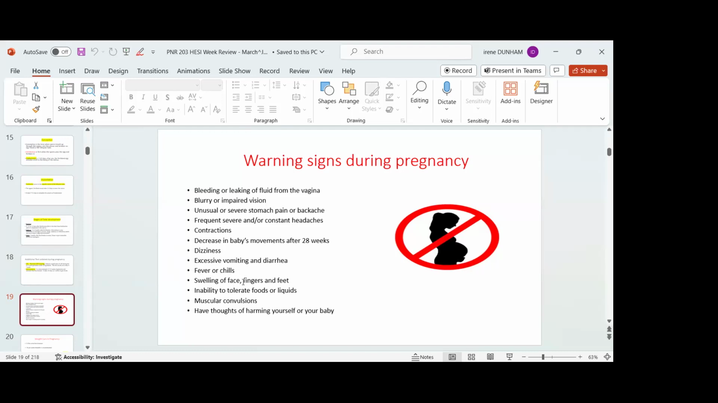Swelling of the face, fingers, and feet. Those are signs of what? Preeclampsia. Okay. And then inability to tolerate food or liquid. That again could be your hyperemesis gravidarum. And then your muscular convulsions. Convulsions are never good. And when you start getting convulsions, you think of what the blood pressure is. Again, preeclampsia. So, what do we give while we're talking about convulsions and seizures?